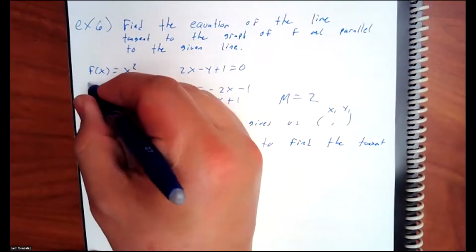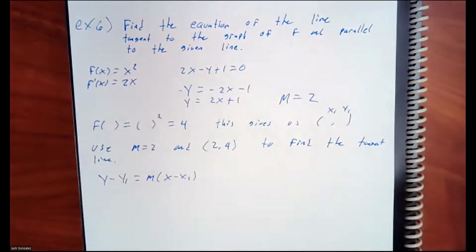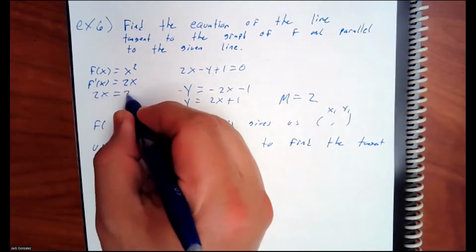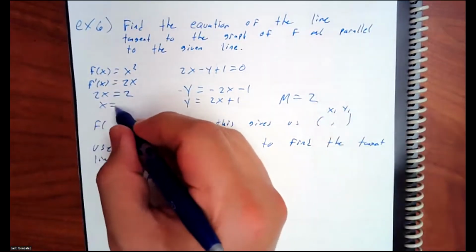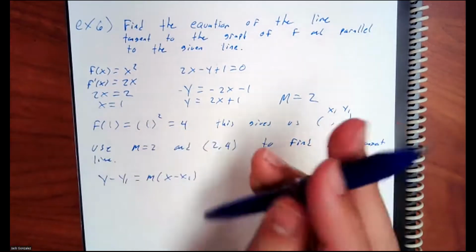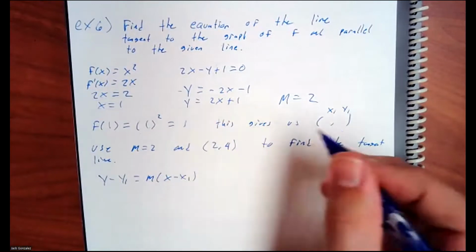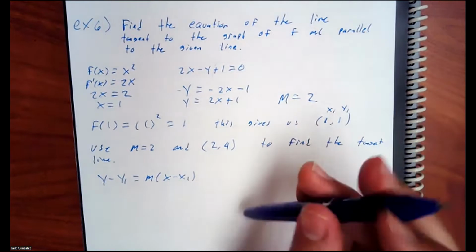So we need the derivative after all, which will give us 2x, right? Then we set the derivative equal to the slope, which we found here. x will be 1. You plug in 1, which gives us 1. So the point we're supposed to use is (1, 1), not (2, 4).